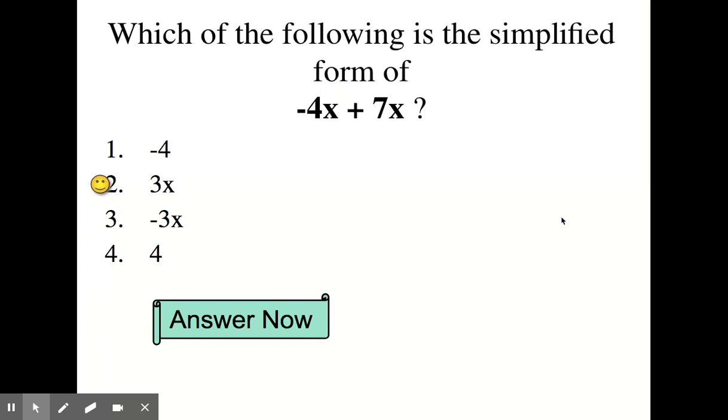Your answer would be 3x, because if I have negative 4x's and I add 7 more x's, which are positive, you end up having positive left over because you have to build back up to 0, and then you'd have 3x left.